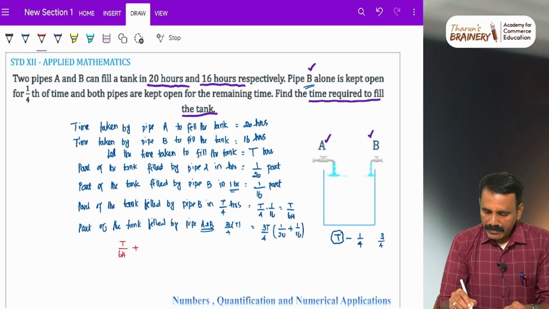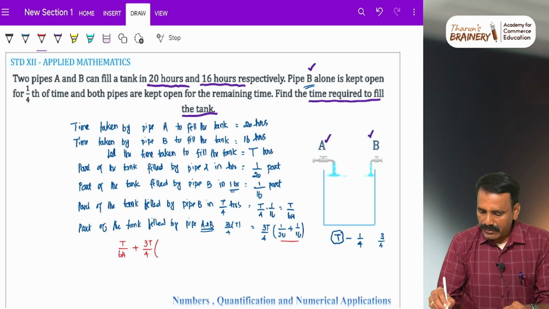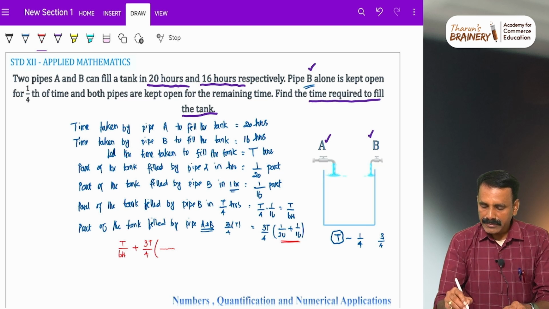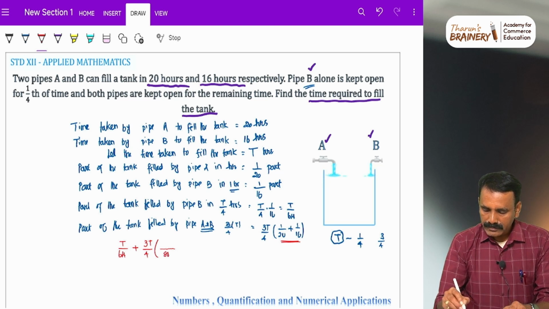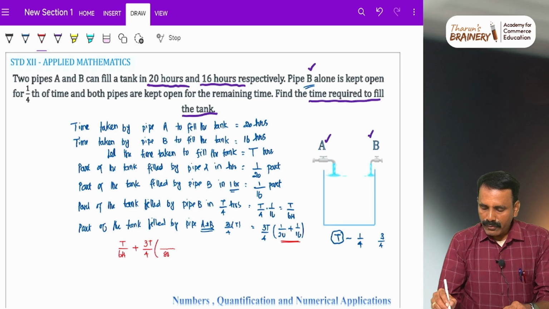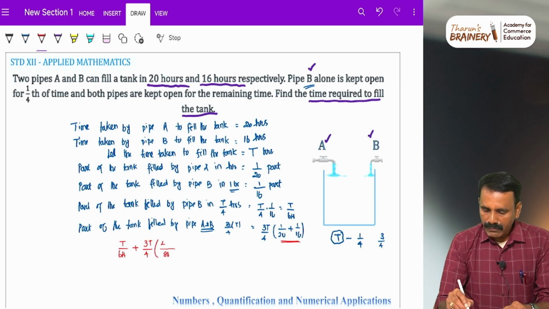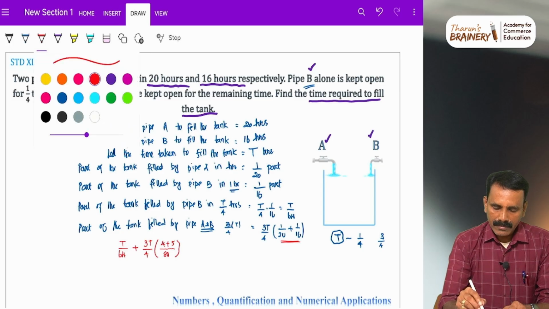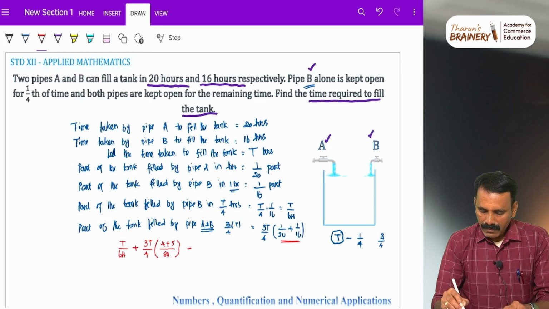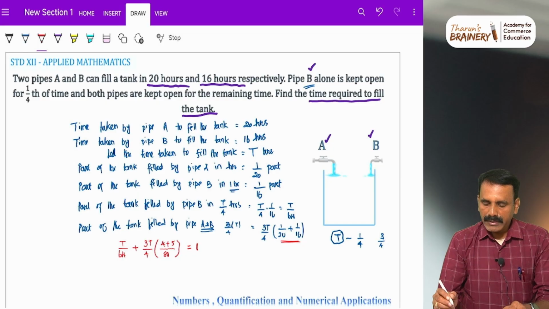We take LCM for this. Inside the bracket it is 3T by 4 into, we take LCM for 20 and 16, which is 80. In this 80, 20 will go 4 times, so we multiply that 4 with the numerator. 4 plus 5 is 9, and 5 times 16 is 80. Which is equal to the full tank, 1. The tank is going to be filled.